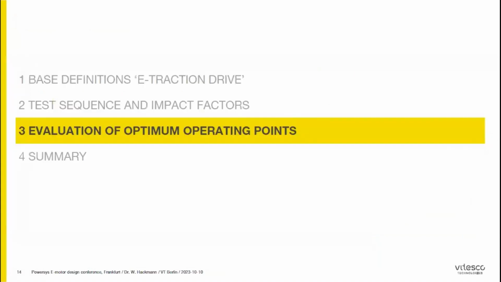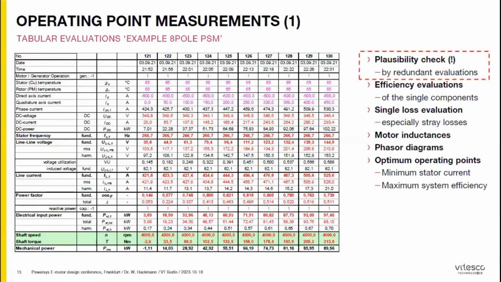Okay, so very important, as I said before, is the evaluation of optimum operating points. A very, very big gap can be created if we are not within the optimum. So this is, in my opinion, one of the most important points. And we normally do these operating point measurements with tabular evaluations. For me, it's very important to have the full numbers for an operating point. We should have it complete. If it's not complete, I cannot value it, because I want to check whether everything is plausible.